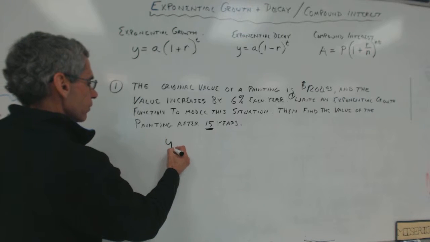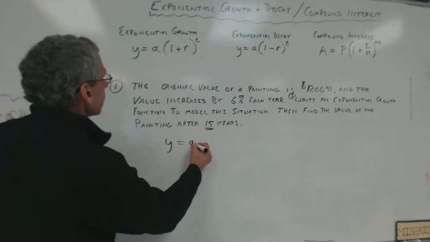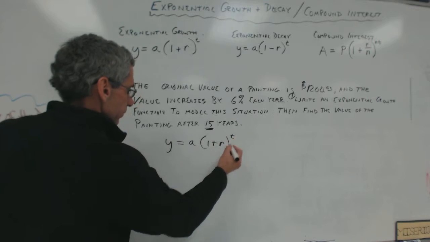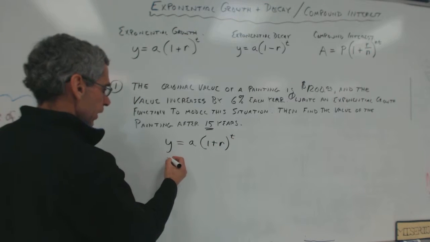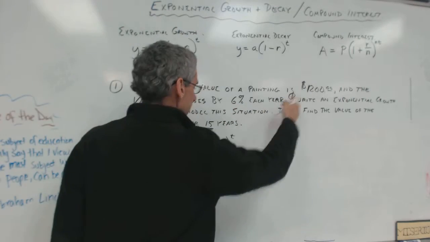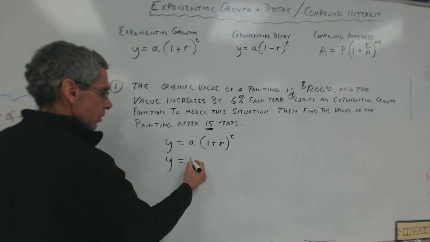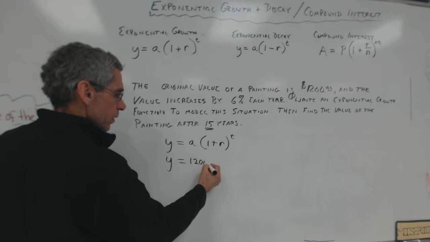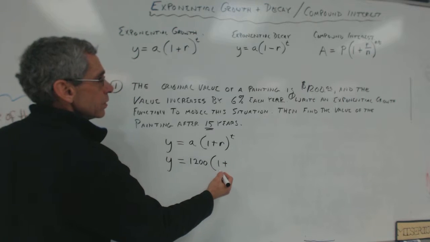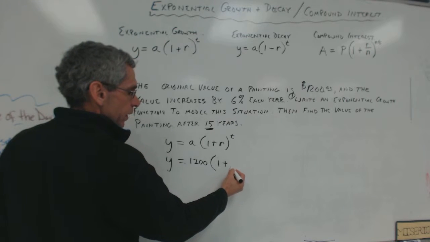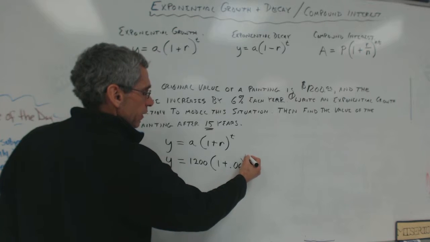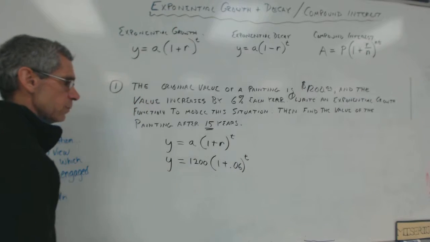So I'm going to use this formula. I'm going to write my formula first. Y is equal to A parenthesis 1 plus R to the T. And then I'm going to start plugging things in. So everybody agrees that 1,200 is A, right? That's your initial amount. So I'm going to put 1,200 parenthesis 1 plus 6%. How do I write that as a decimal? 0.06, right? And then raised to the t power.